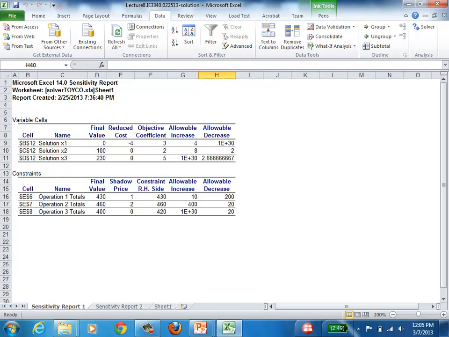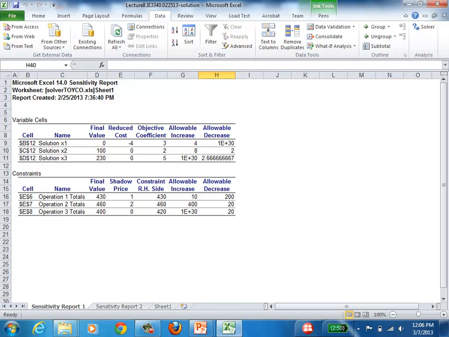So in the exam, I can give you this table and ask you questions from it. If I tell you X1 is trucks, or trains actually, should I produce trucks? That's the type of question that you should know how to answer based on a report like this one.